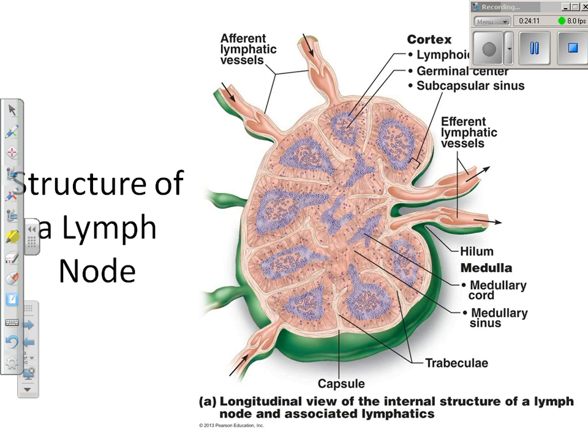Another common theme is being surrounded by a capsule. You see how the lymph node is surrounded by a capsule? We say that very often. The kidneys will have a capsule also.